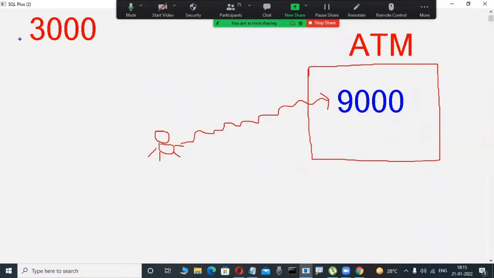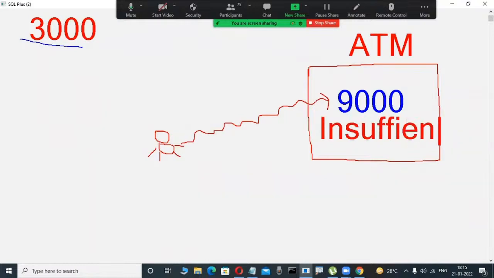Here my balance is 3,000, but how can I get 9,000 rupees? It's impossible. In this case, it will give a message. Have you observed on your ATM machines that some message is displayed, for example, insufficient funds?